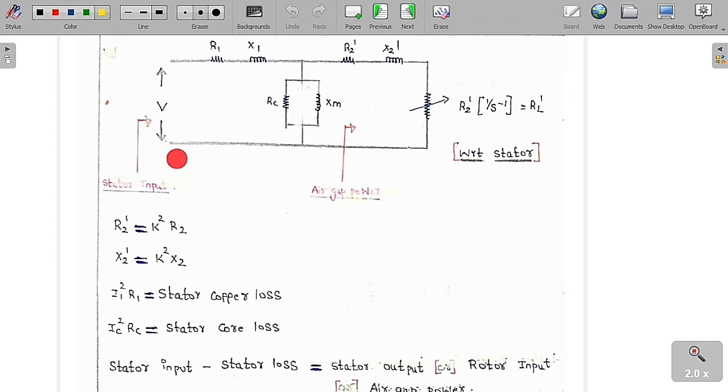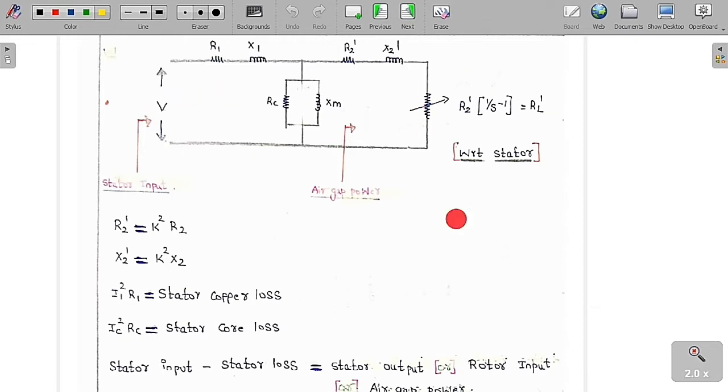Now this arrow indicates the stator input, and this part is up to the stator, but this is the rotor. This is called the air gap power, or we can say rotor input. This is the circuit diagram with respect to the stator, so this is the equivalent circuit diagram of the induction motor with respect to the stator.